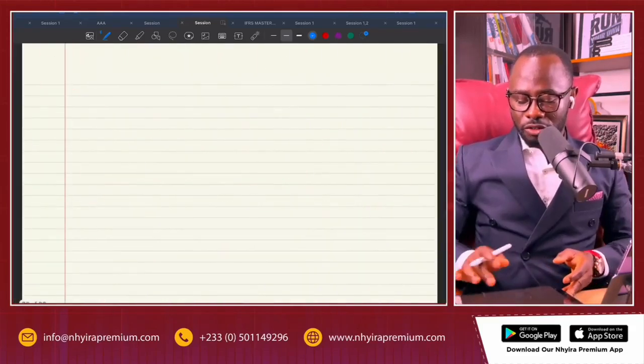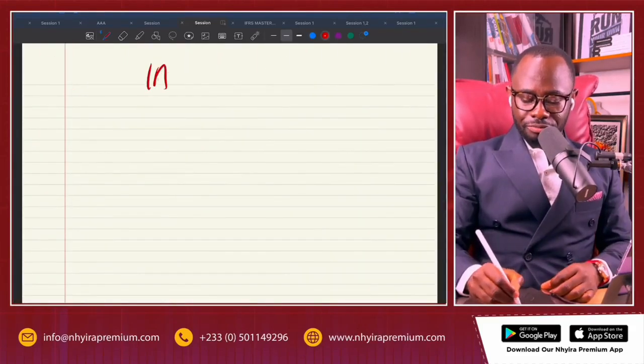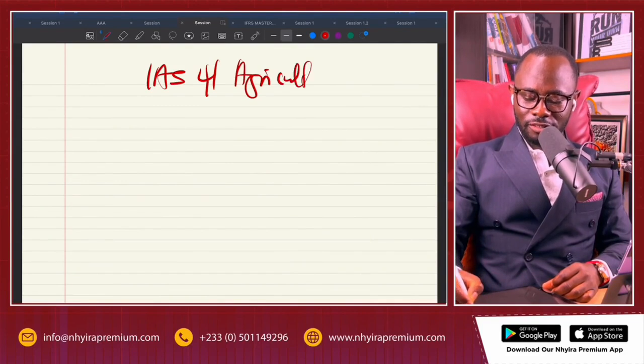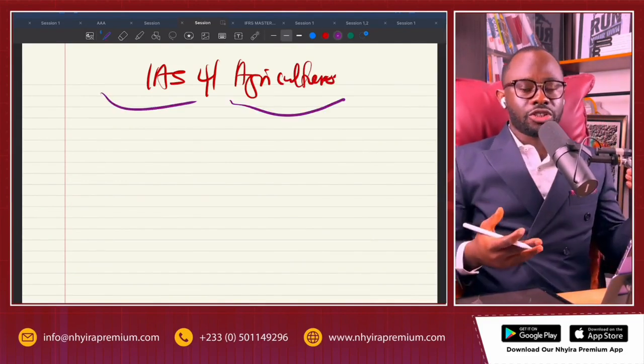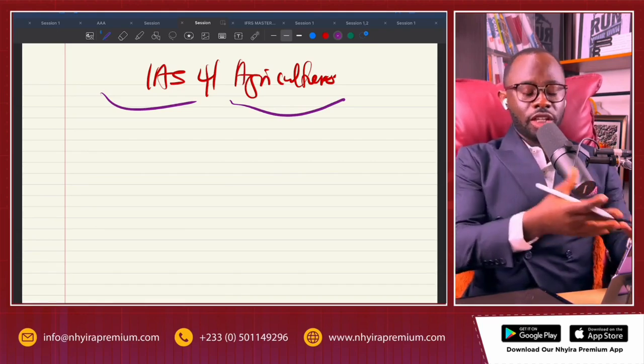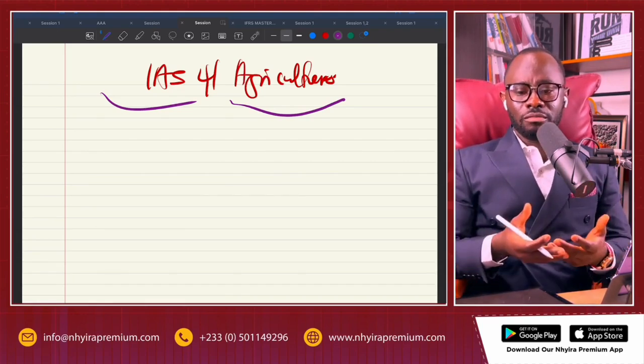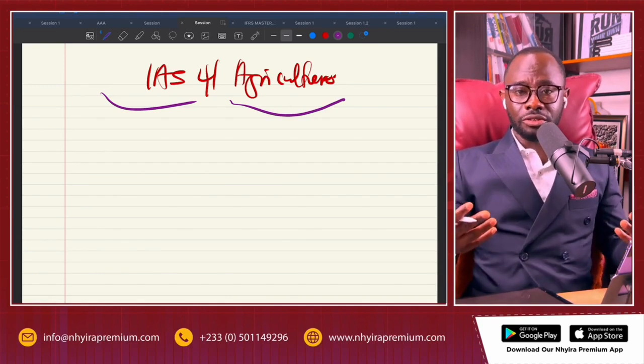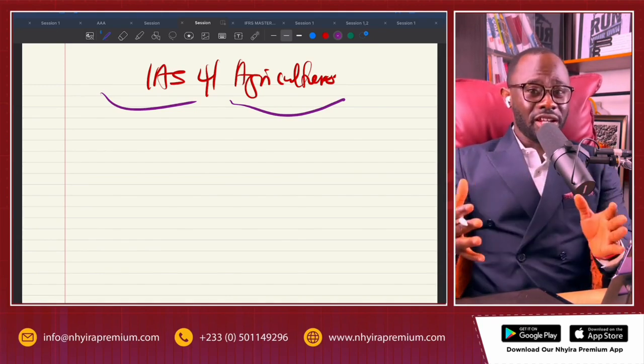So let's go to IAS 41, agriculture. It's an interesting standard. You're going to love it. Now, IAS 41 agriculture follows the same principle from IAS 2 inventories. But there are a couple of terminologies that we just have to get used to and understand so that we can really go through this.